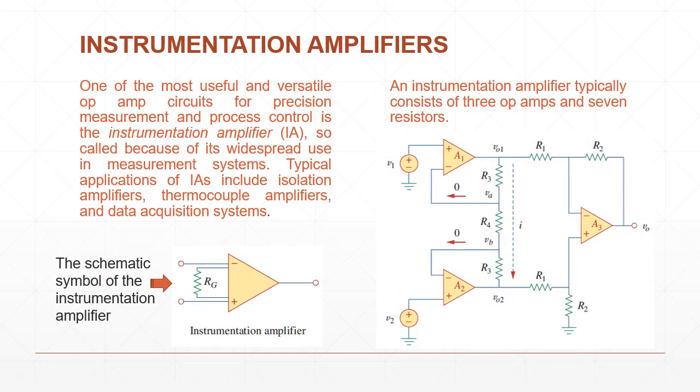Instrumentation amplifiers. One of the most useful and versatile op-amp circuits for precision measurement and process control is the instrumentation amplifier, or the IA, so called because of its widespread use in measurement systems. Typical applications of IAs include isolation amplifiers, thermocouple amplifiers, and data acquisition systems. An instrumentation amplifier typically consists of 3 op-amps and 7 resistors as shown in the figure. This circuit is represented in the form of a schematic symbol shown here.